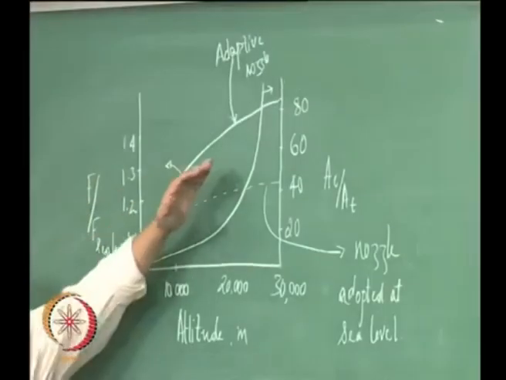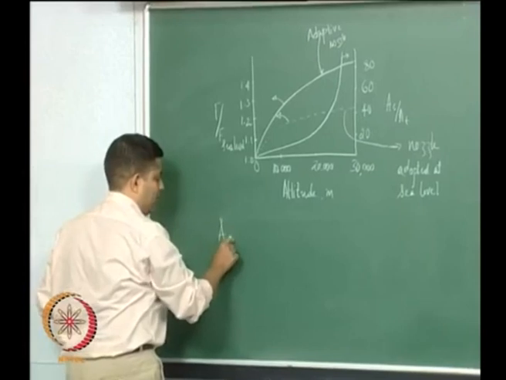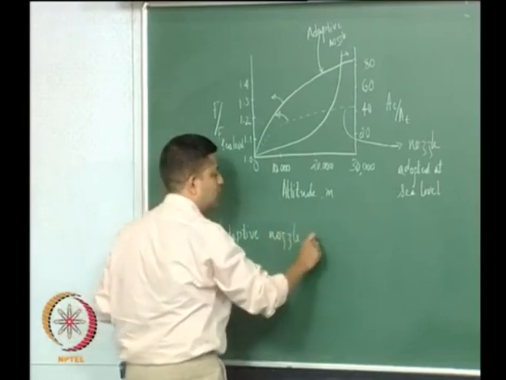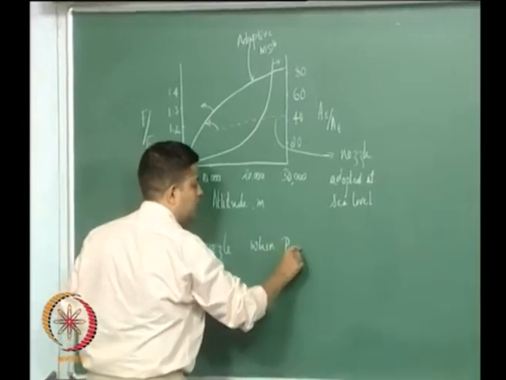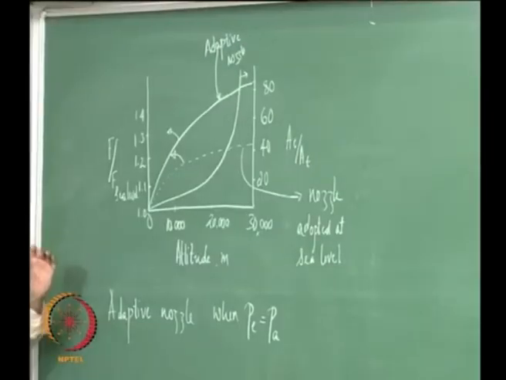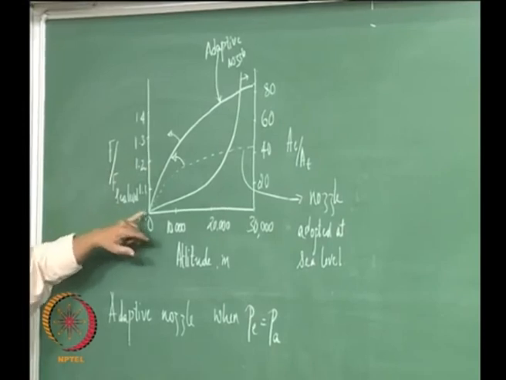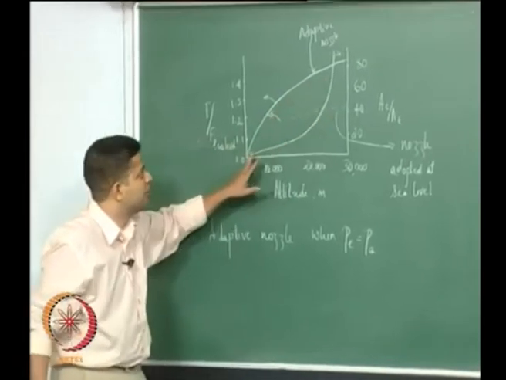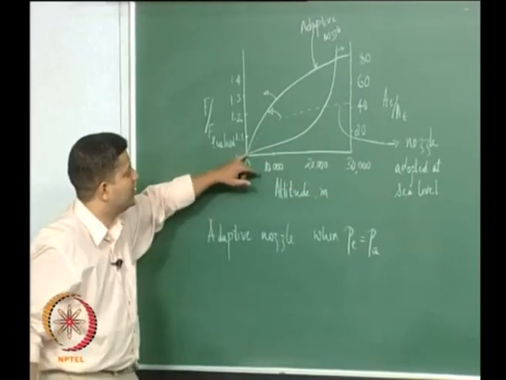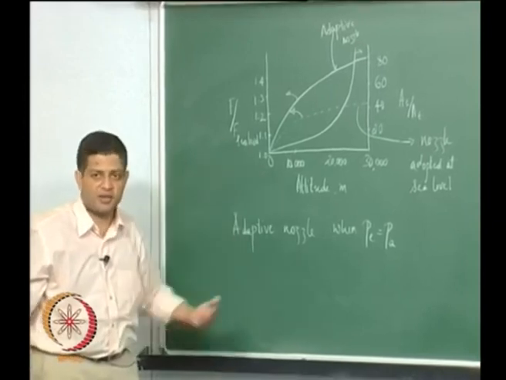If we have a nozzle that is adapted at each and every altitude, what we mean by an adapted nozzle is when PE is equal to PA, or when the flow is optimally expanded through the nozzle, then we call it an adaptive nozzle. If it is adapted to every altitude, then this is the thrust by sea level thrust. So you can see that the thrust delivered by this is far superior to the thrust delivered by a nozzle that is adapted at sea level, because this one accounts for the increase in area ratio that needs to be had because the ambient pressure is dropping.